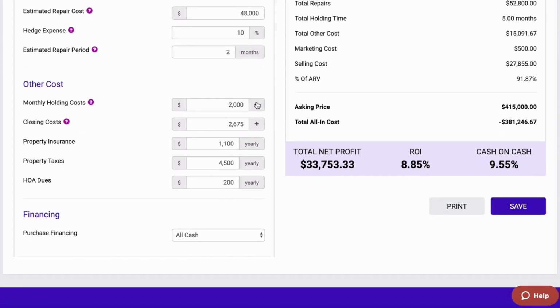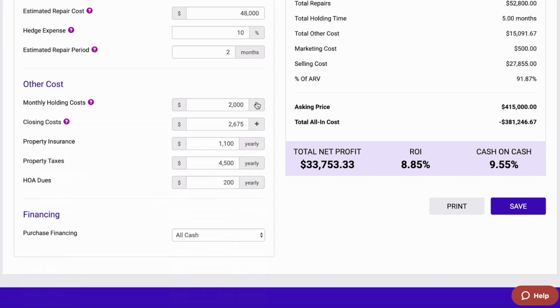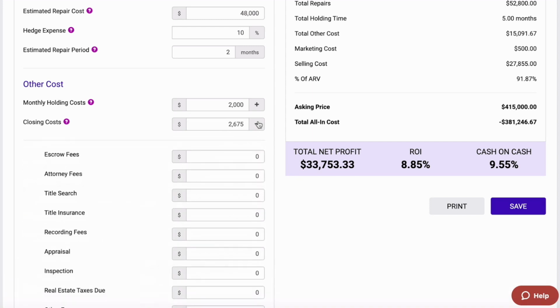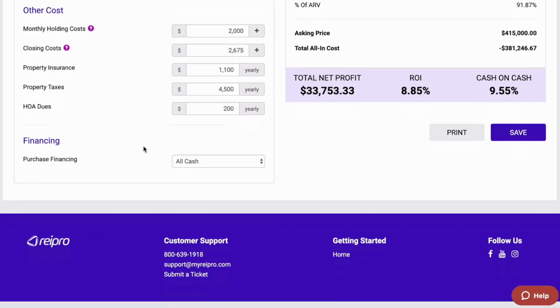Other costs, monthly holding, you can hit the plus symbol and get more, fine tune these numbers in each category. I was just putting an overall number in here, as well as closing costs. You could do the exact same thing. All right, so property insurance, $1,100, property taxes, $4,500, and then $200 HOA dues on this property. Then we get down into the financing side of it.